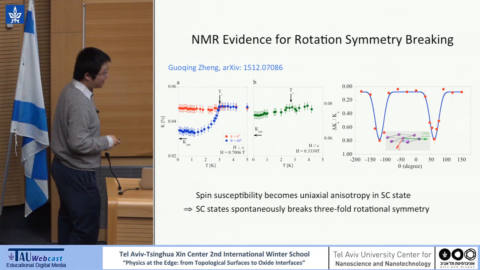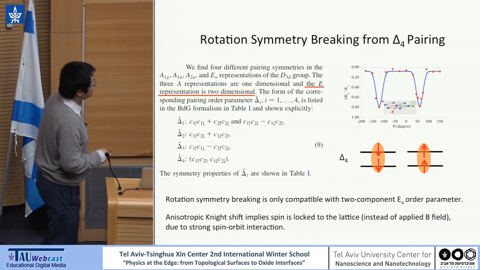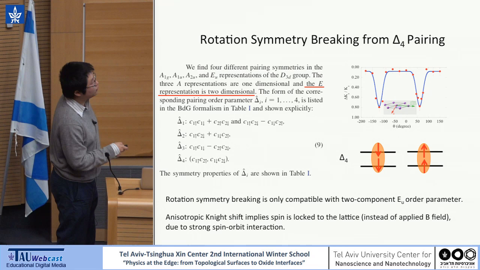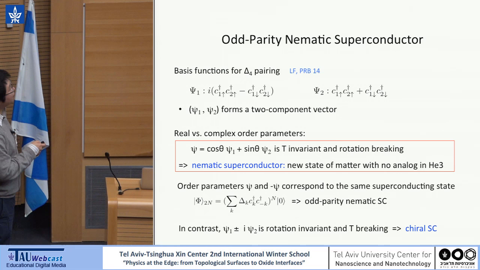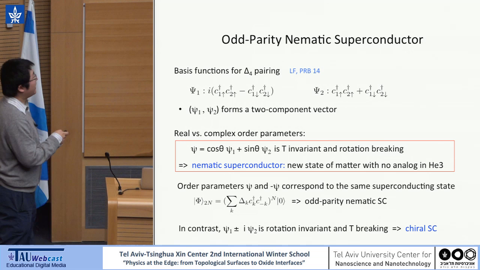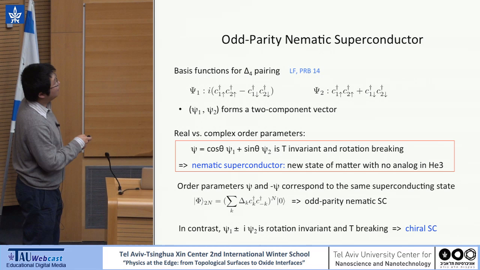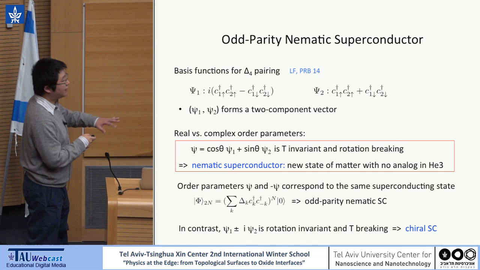Again, to remind you, delta 4 pairing is inter-orbital pairing with total Sz equal to either 1 or minus 1. We can take a basis function for this delta 4 pairing as up-up plus down-down and up-up minus down-down. This is just a basis change. And in this basis, the order parameter becomes a two-component vector. So phi 1 and phi 2 rotate into each other, just like the xy components of a vector.